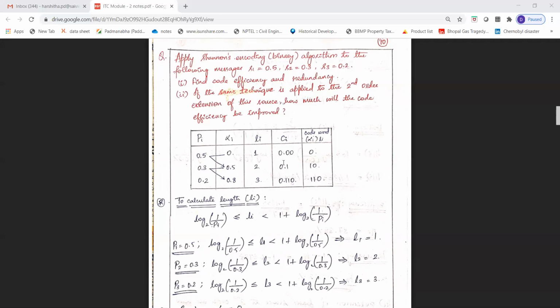Next, after the decimal point, I'll be considering up to 2 bits, because the length is 2. So it becomes 1 and 0. I'll be adding another 0 because the length is 2. Next, here the length is 3. So what am I supposed to do? I should be considering 3 bits after the decimal point. So it will be 1, 1 and 0.